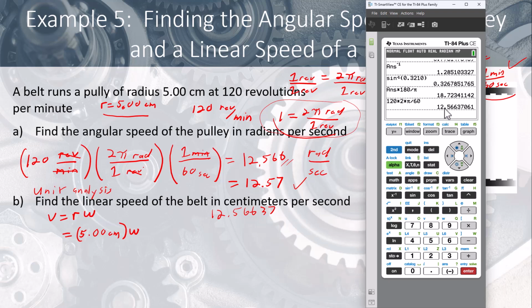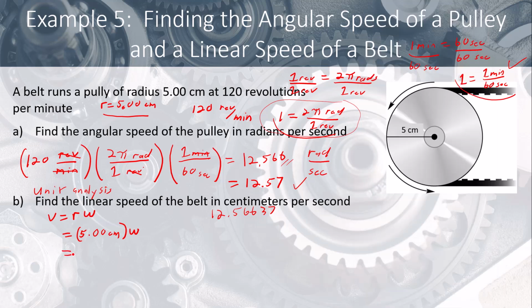You don't need to write anything down. You just need to take advantage of the history in your calculator. So your answer is going to be 5.00 times, and then you can highlight this number. This is the most precise number you have available, and you don't need to write anything down to do that. Hit enter, it brings it down to your equation. Hit enter again, and that is your answer. Your answer is going to be 62.83 centimeters per second. Specifically, it's 62.831 centimeters per second.